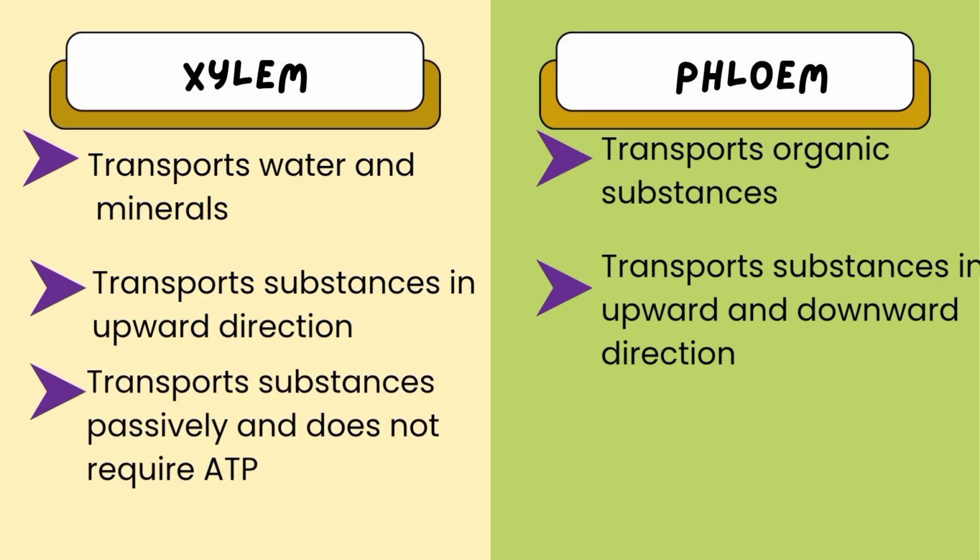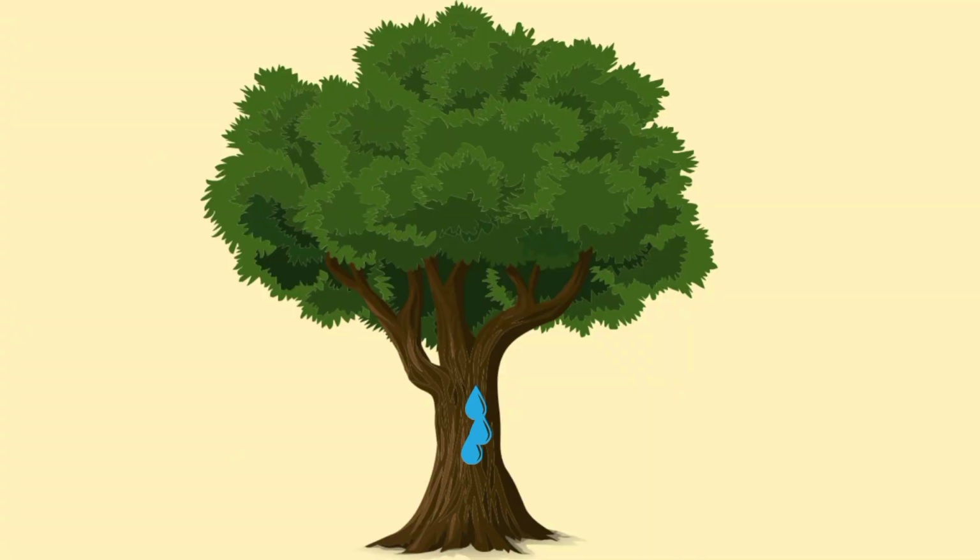Xylem transports substances passively, while transport in the phloem requires ATP during the loading and unloading of sugar. While xylem and phloem have very different roles, they work together to transport substances efficiently and keep the plant healthy.